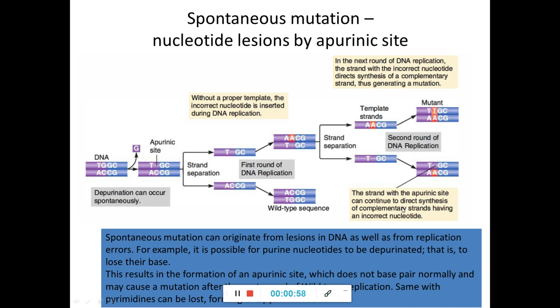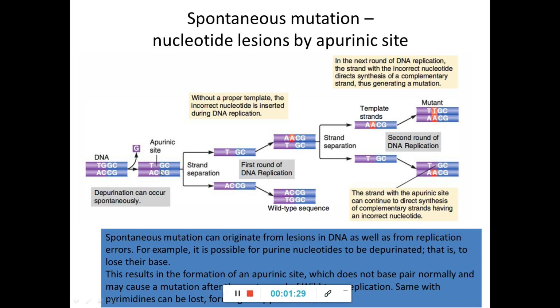This could occur spontaneously. Now, the example that we have mentioned here is an apurinic site, that is a depurination or the removal of a purine. And such lesions in the DNA would result in the formation of replication errors, which would lead to mutations. Now, coming to the example that we have here, you have DNA TGGGC, and what happens by a spontaneous reaction? A G is being lost over here.